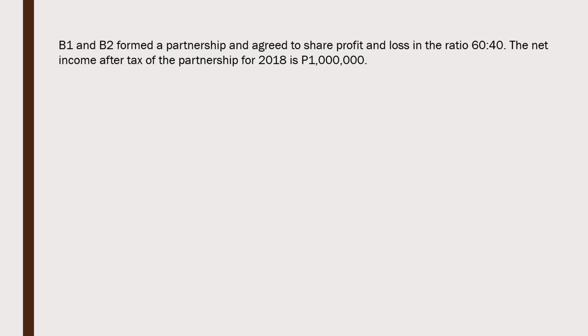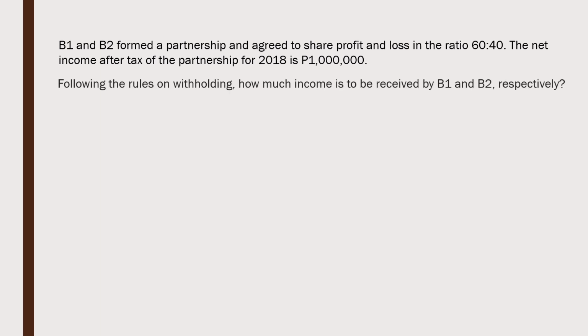B1 and B2 formed a partnership and agreed to share profit and loss in the ratio 60-40. The net income after tax of the partnership for 2018 is 1 million. Following the rules on withholding, how much income is to be received by B1 and B2 respectively?